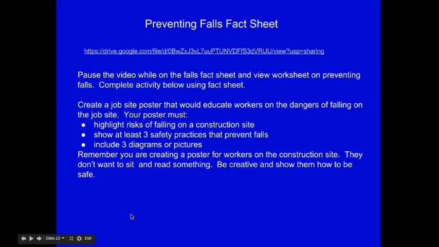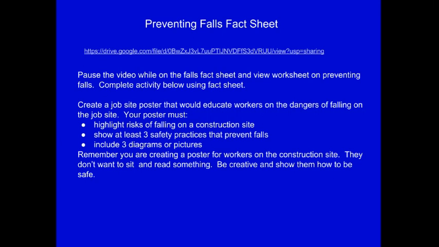And what I want you to do is create a poster for a construction site, for construction workers, on the dangers of ladders and falling off of ladders. So your poster must, number one, highlight the risks of falling off of a ladder at a construction site. I want you to show at least 3 safety practices that would prevent falls from ladders, and include at least 3 diagrams or pictures.